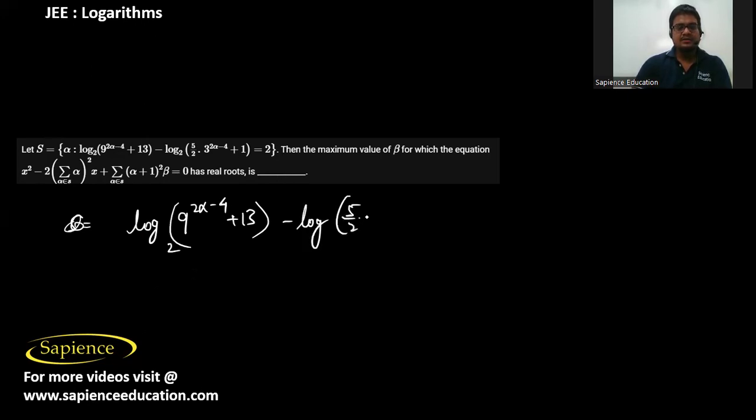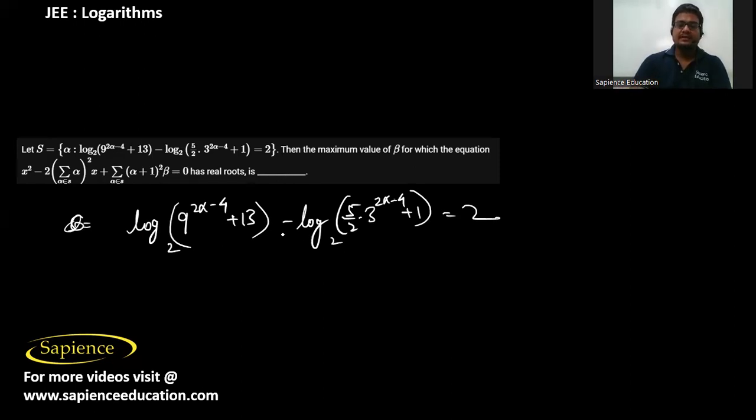Okay, then here it is told S is the set of all those alpha such that log of 9 power 2 alpha minus 4 plus 13, base 2, minus log of 5 by 2 into 3 power 2 alpha minus 4 plus 1, base 2, will be equal to 2.